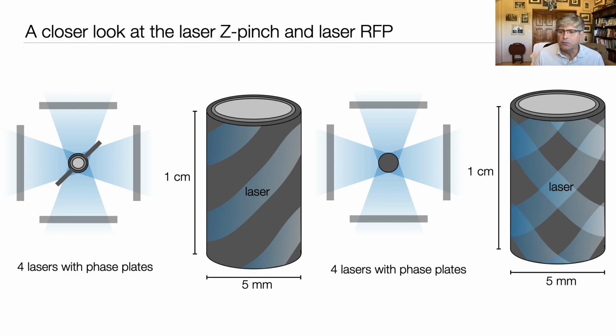Four laser beams shaped by phase plates about 1 centimeter in diameter impinge on the target in a plane perpendicular to the axis of the target cylinder from the north, south, east, and west. Therefore, there needs to be no physical contact with the target to deliver the energy, and only 4 very small access ports.